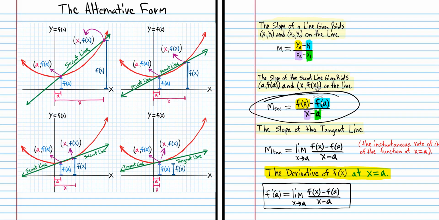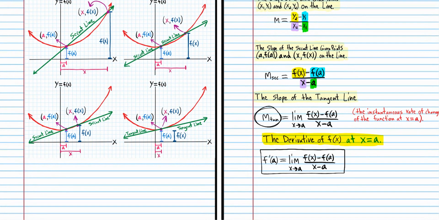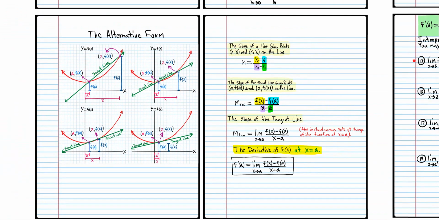So now we have this expression which represents the slope of the secant line. But if we find the limit of that expression as x approaches a, as you can imagine, that's going to give us the slope of the tangent line, which is the instantaneous rate of change of the function when x is equal to a at that particular point. And we can change this notation to f prime of a, just like we did in the previous example. So we have this expression, which is the alternative form of the definition of the derivative. And we can summarize this.